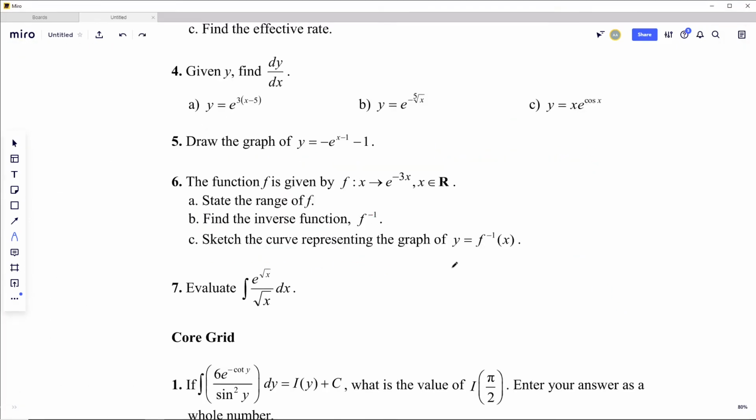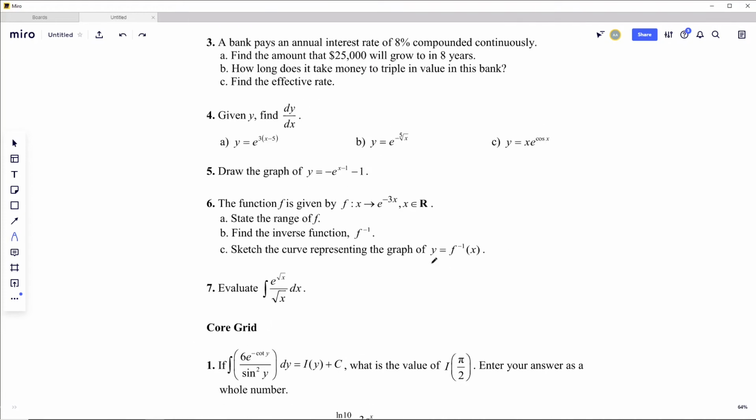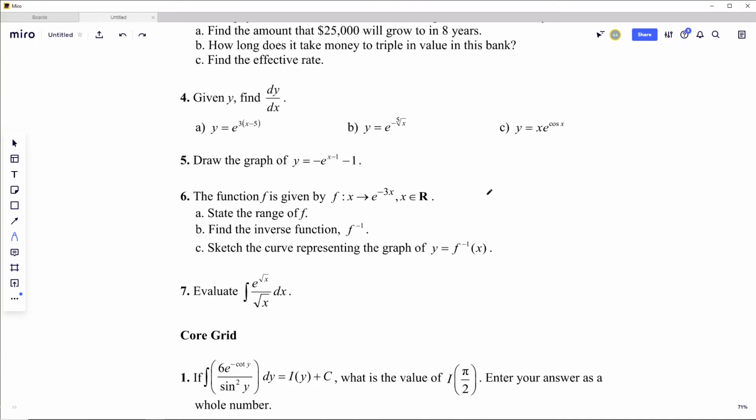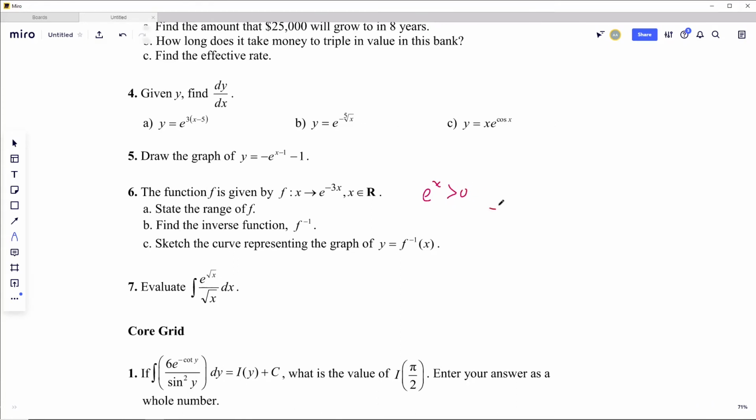So yeah, we're gonna do the range, the inverse, and the sketch of the curve. So the range first. Let's do the reverse engineering method I just talked about in the previous one. So e to the x is greater than 0. Really, anything you mess around with this is not going to affect the range. So minus 3x, again greater than 0.